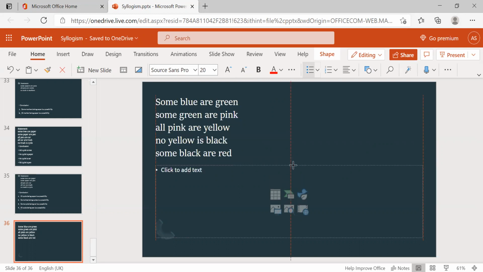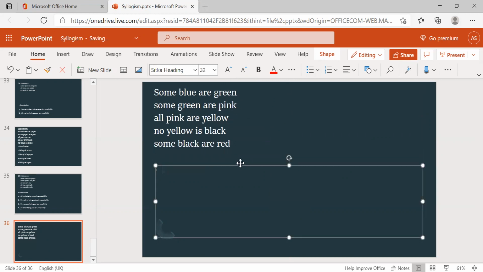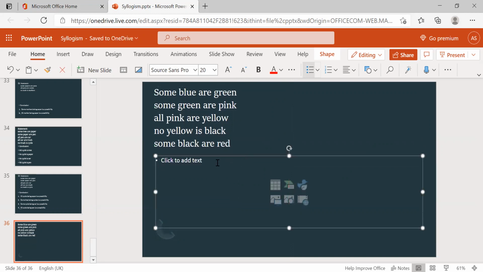See with the statements now. Just follow this. What are the statements given? Just read the statements. Some blue are green and some green are pink and all pink are yellow. No yellow is black. Some black are red. Now conclusion.